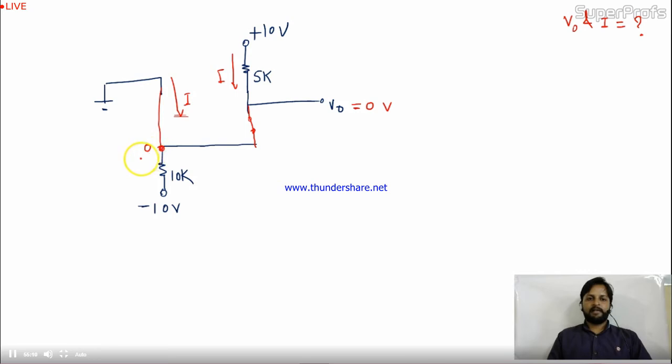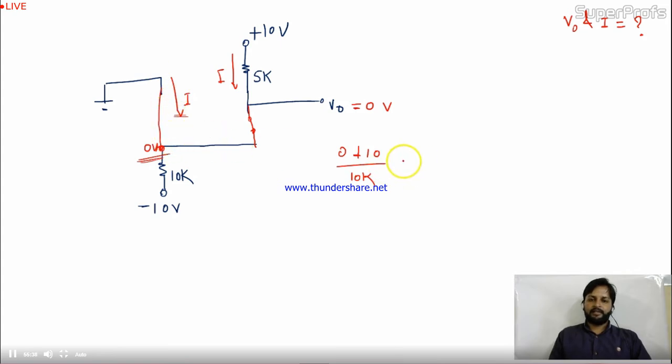See, if you apply the nodal analysis at this point, let's take this as the 0 volt point, right? So I can find this I and this both. So I can find out the condition of diode D1 and D2. Let's apply nodal analysis over here. So this is 0 volt minus minus minus, it will become plus 10 divided by 10k.